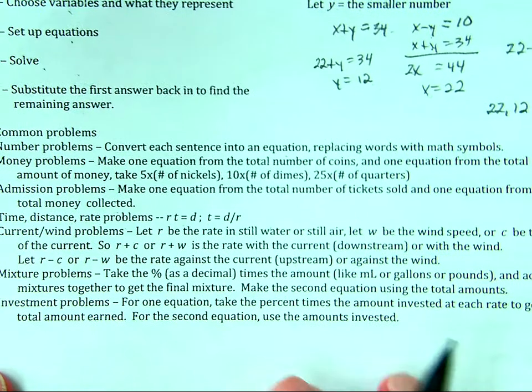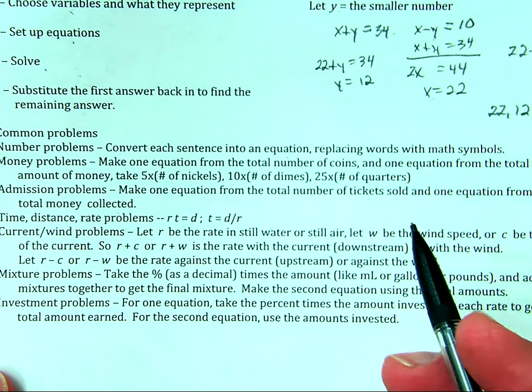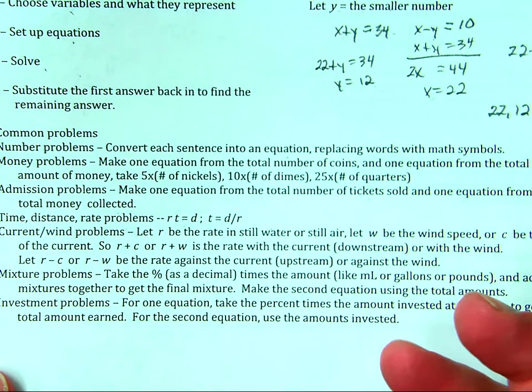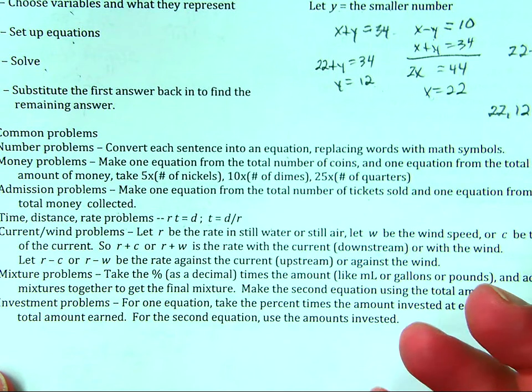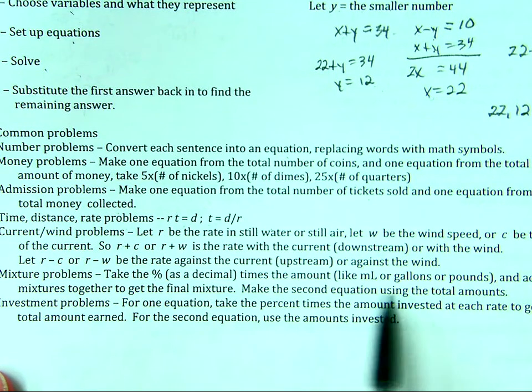Then you have mixture problems. They'll tell you you have this percent coffee, this percent coffee. Usually you make one equation, which is the total volume you have, and you make a second equation knowing how much of the substance you're looking for.